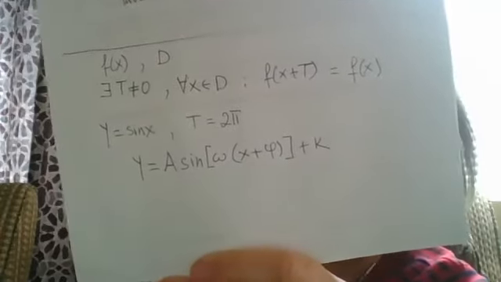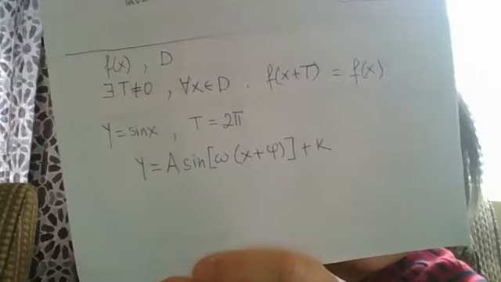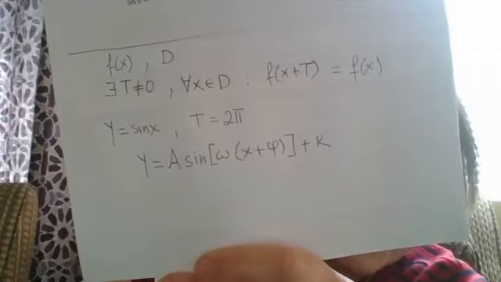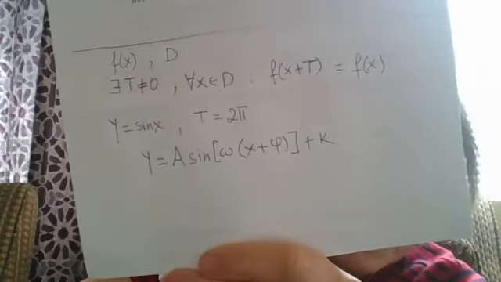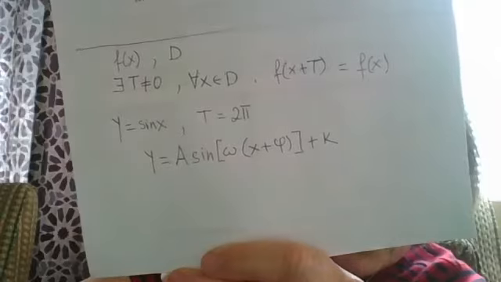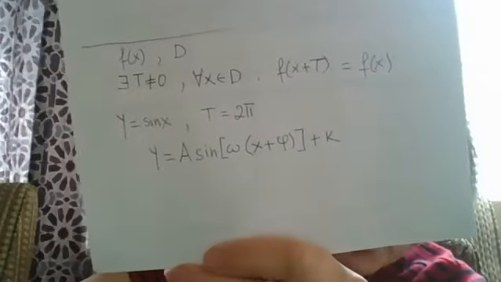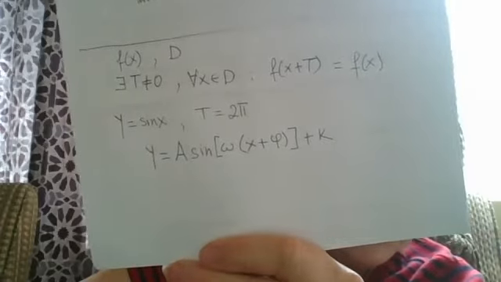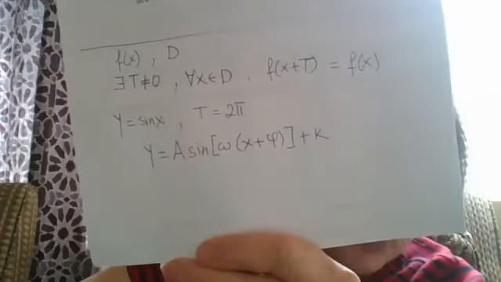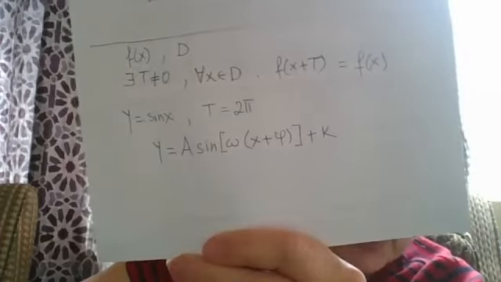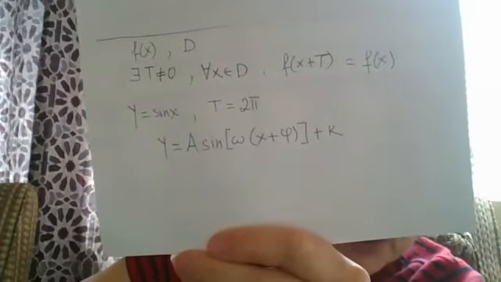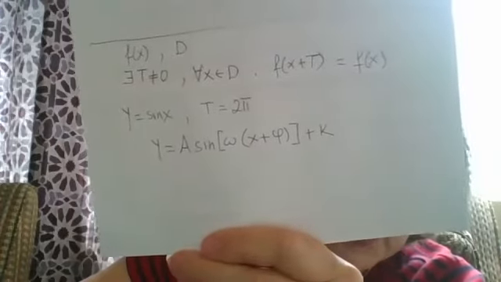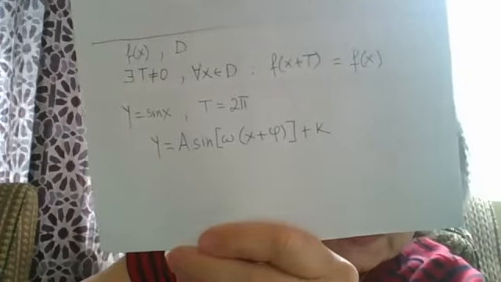So you have here 2 letters from the Latin alphabet, A and K. And you have here 2 letters from the Greek alphabet, omega, which reminds us of W, but it is not W, it is omega, and phi inside of parentheses. And each of these parameters plays its own important role. Let's talk about the role played by each of these parameters, and I will definitely talk about the period, having one of the parameters in this formula.